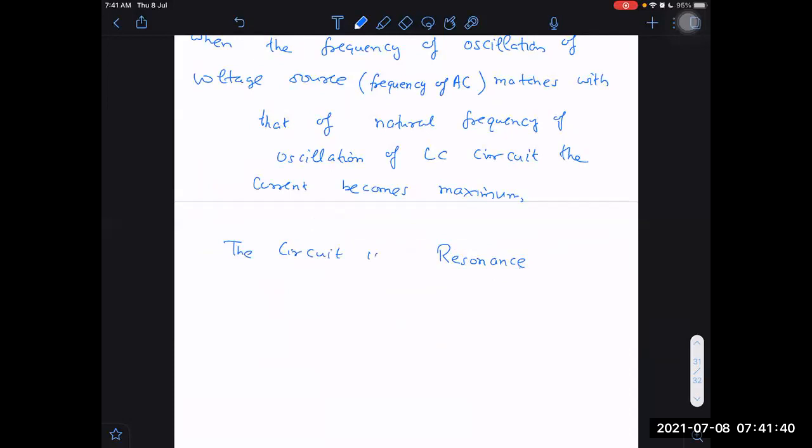The circuit is in resonance when omega is equal to omega naught.